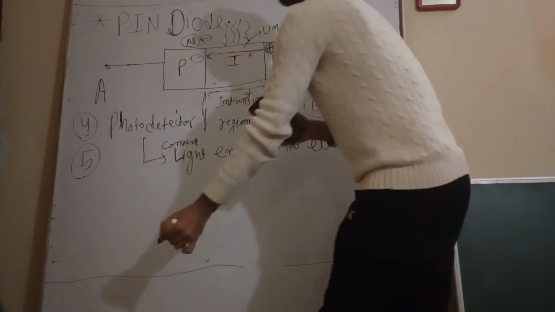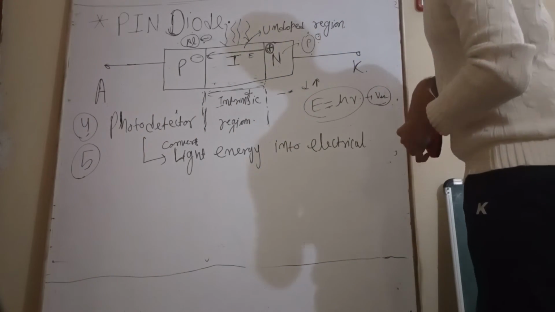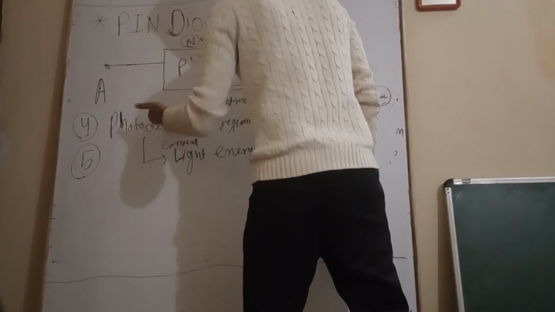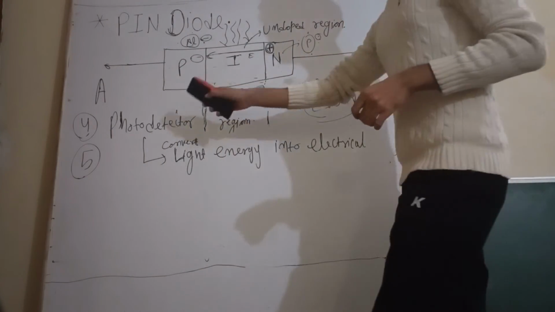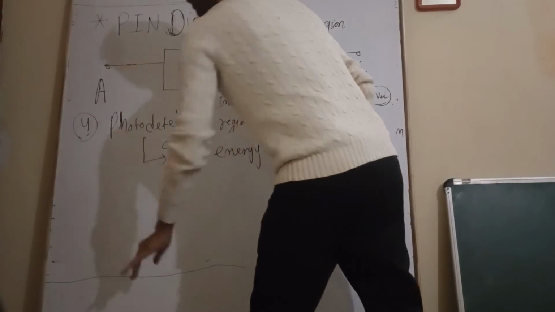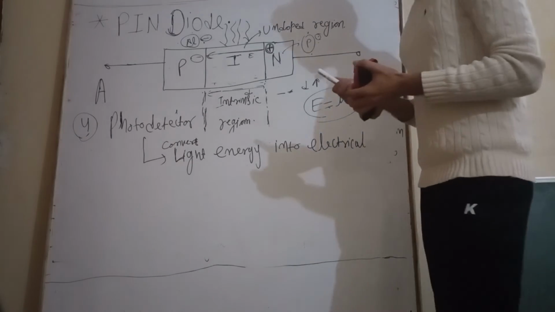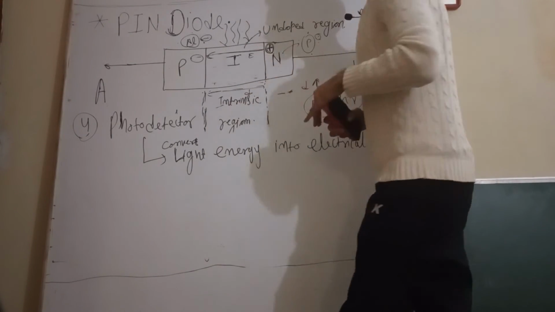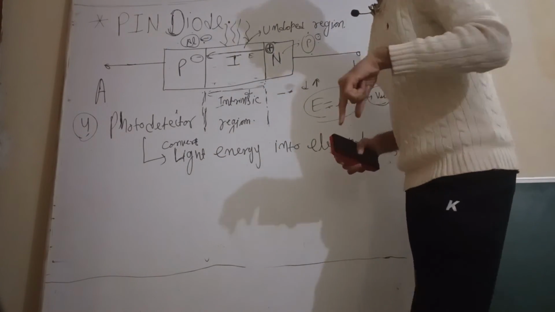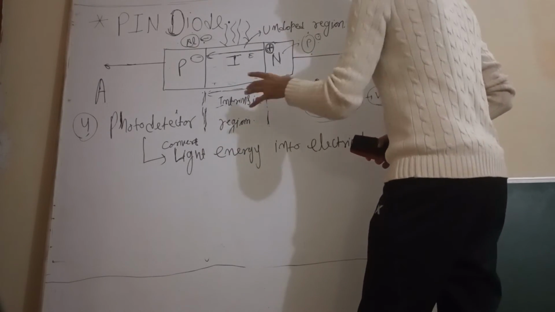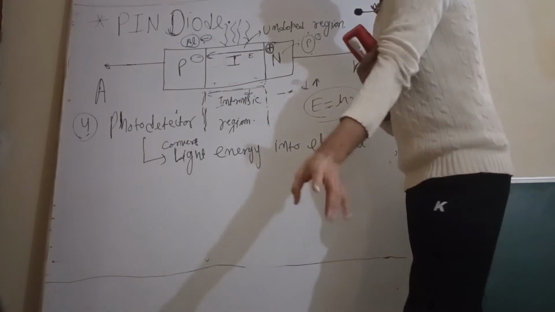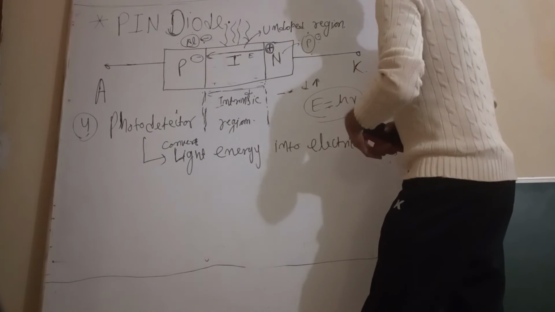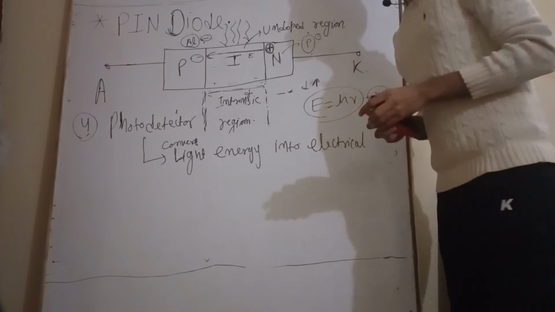What is the fifth one? So this is the last. There are four features that we have seen. First, the PIN diode is able to process weak signals because of this intrinsic region. And second, the PIN diode provides fast switching.